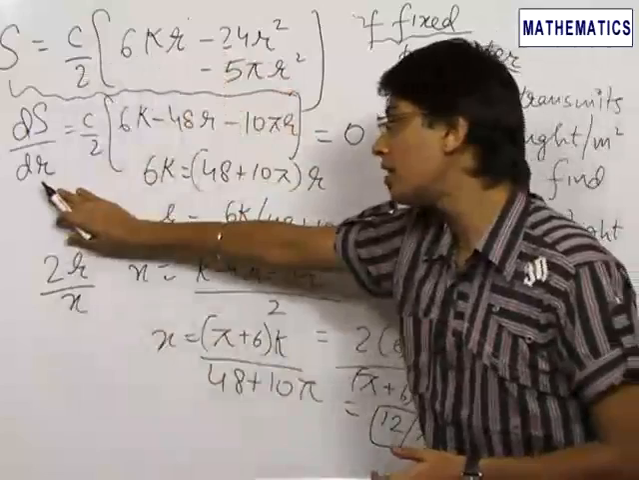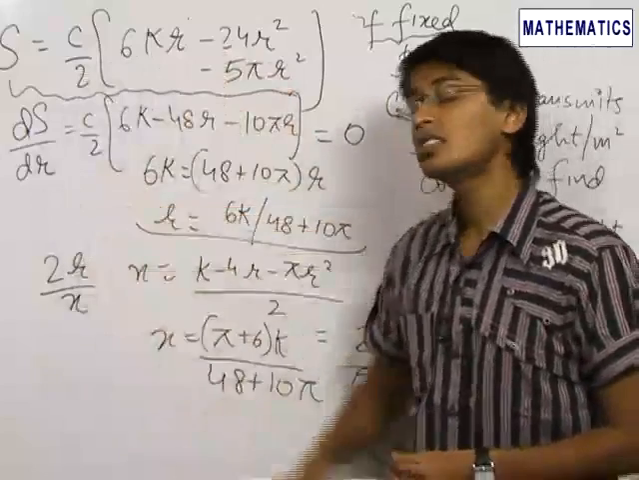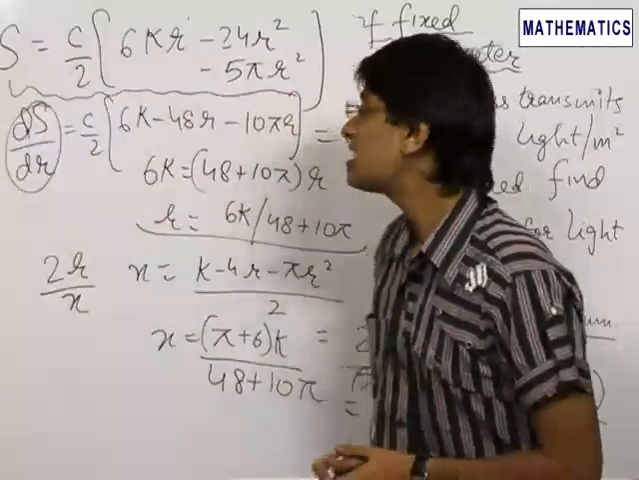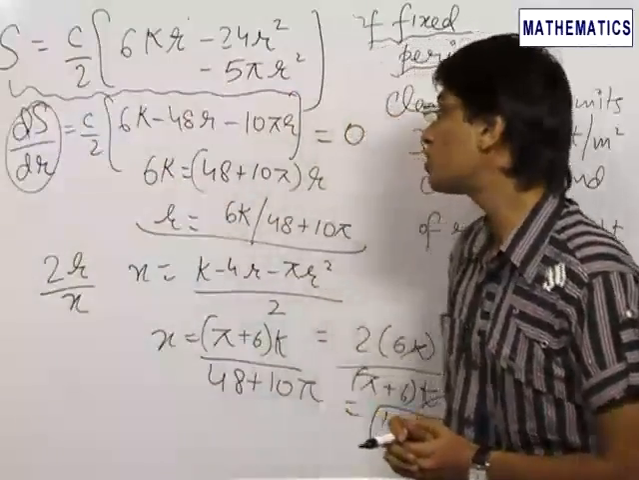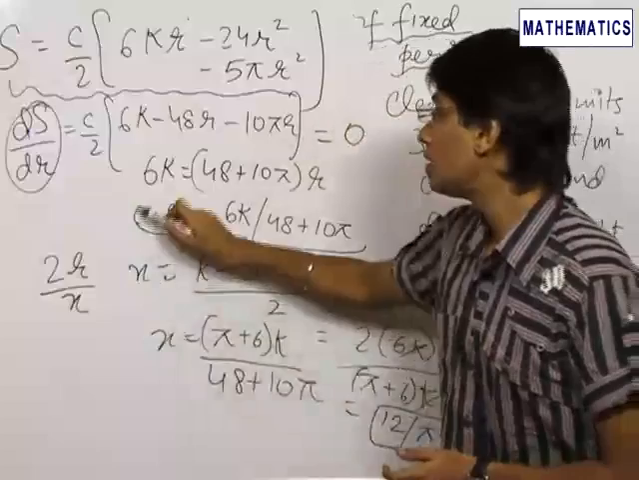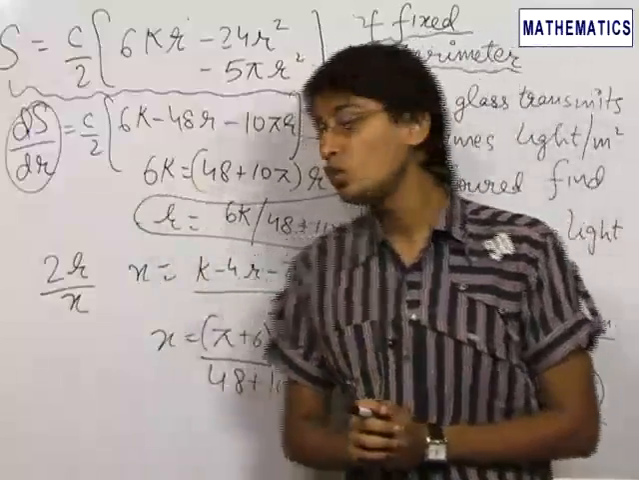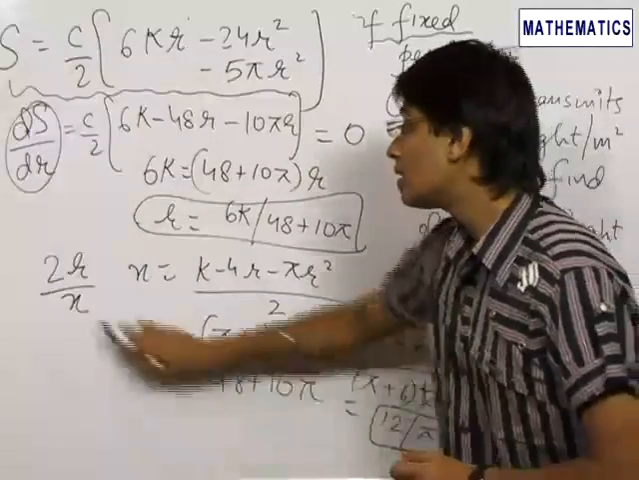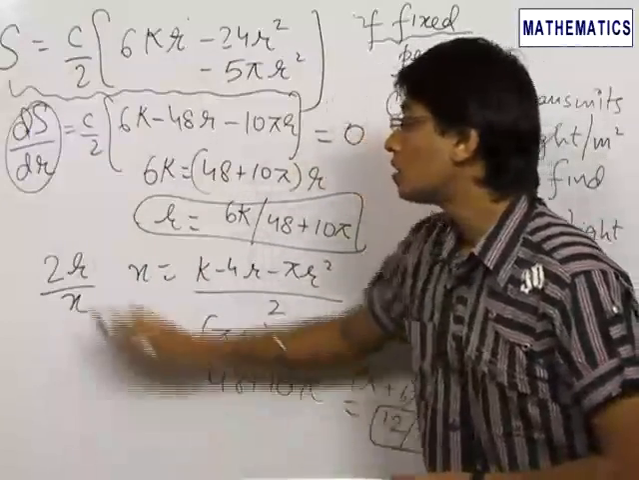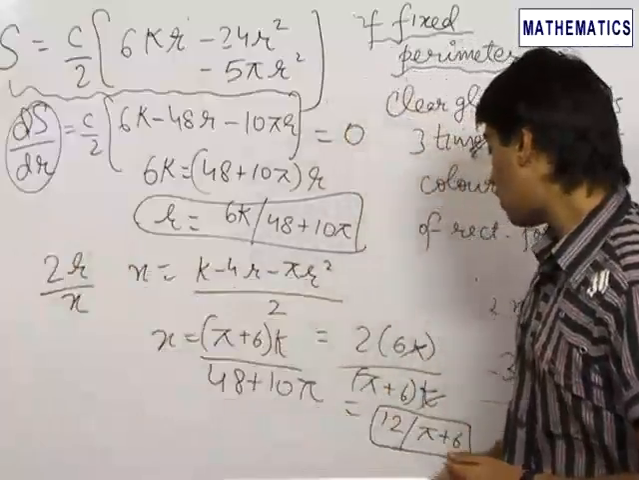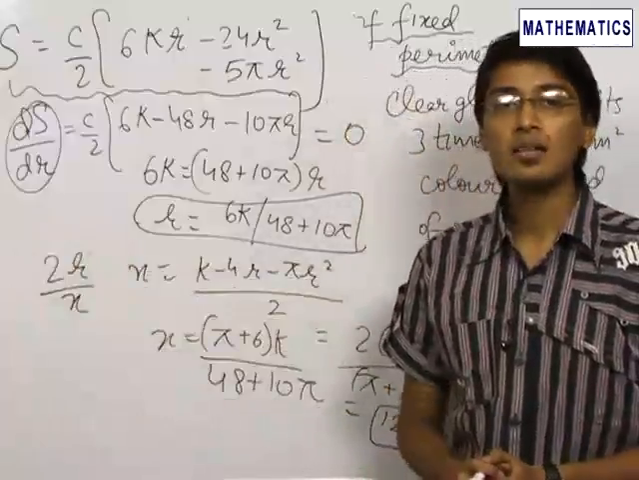We differentiated it and put it equal to 0, since the maximum light will be transmitted when its derivative is equal to 0 with respect to r. We obtained r and utilized the relation between r and x to get x, and hence the ratio of the two sides of the rectangle, 2r upon x, is 12 upon pi plus 6, and this is our final answer.